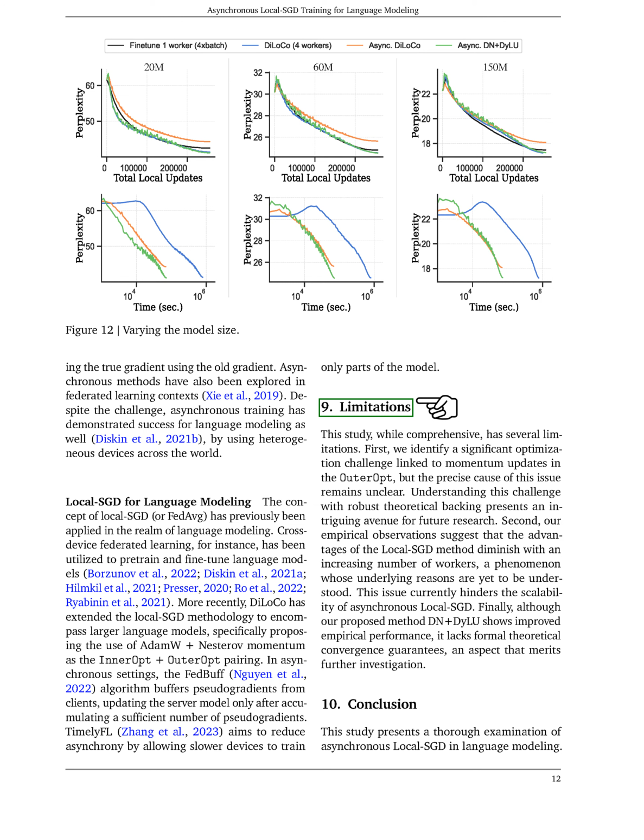However, our study has some limitations. Firstly, we've identified a significant optimization challenge related to momentum updates in the outer opt, but we're still not sure what's causing this issue. This presents an interesting opportunity for future research. Secondly, our observations suggest that the benefits of the Local-SGD method decrease as the number of workers increases. We're still trying to understand why this happens, but it's currently limiting the scalability of asynchronous Local-SGD. Lastly, while our proposed method DN plus DyLU shows improved performance, it doesn't have formal theoretical convergence guarantees. This is something we need to investigate further.